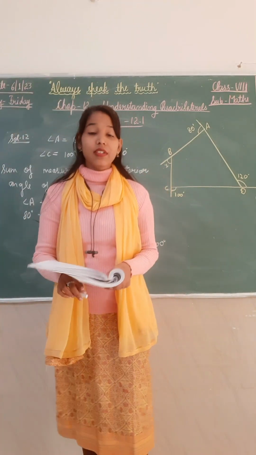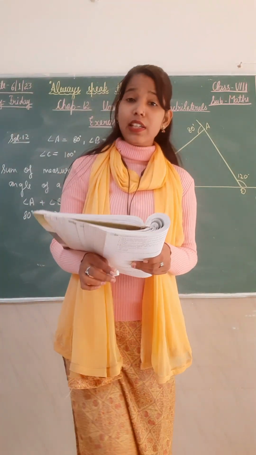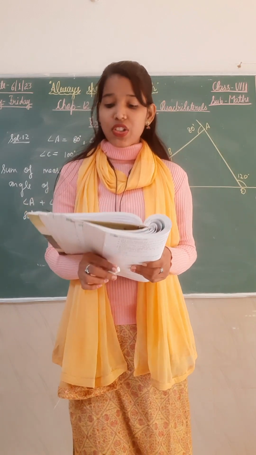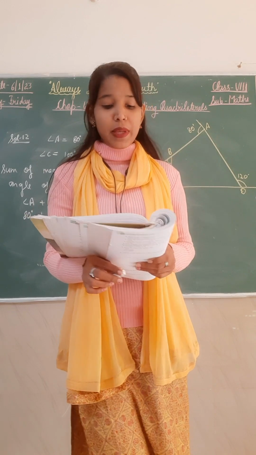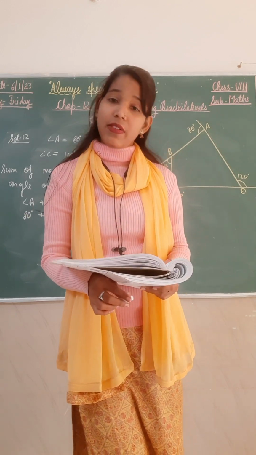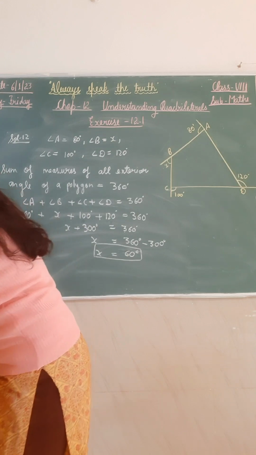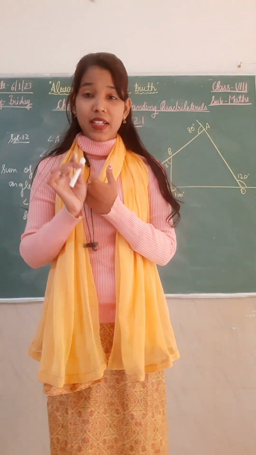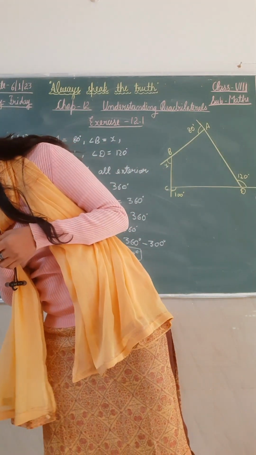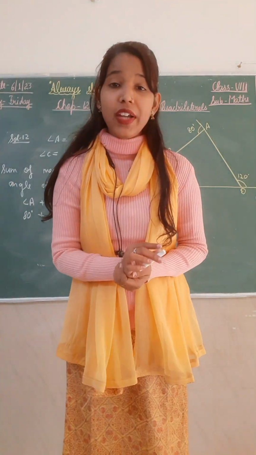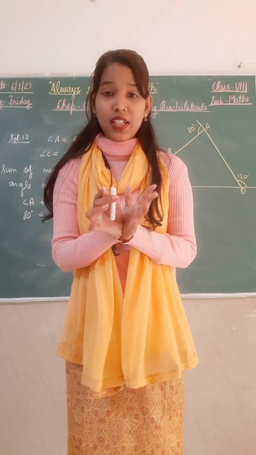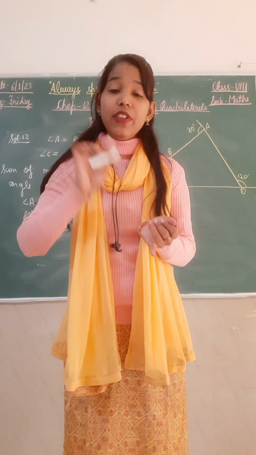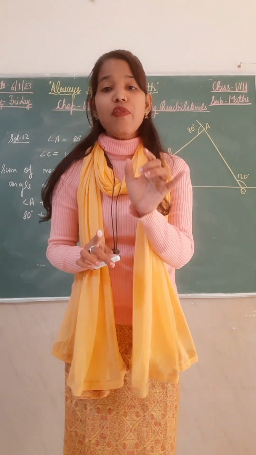Question number 11. Question number 11 is: find the number of sides of a regular polygon whose each exterior angle has a measure of part 3, that means 72 degrees. Here we have to find the number of sides. We have to find here what? We have to find the number of sides. So we have to find the polygon having the number of sides in which each angle is of 72 degrees.